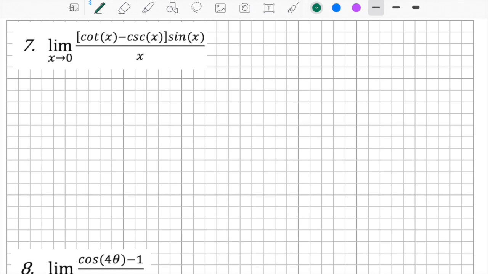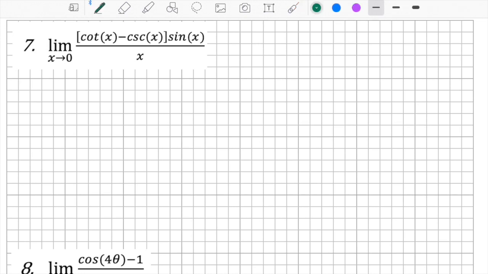Okay, so once again, let's do a different example. Now we're going to plug it in. For this one, when you try plugging it in, it's a limit as x approaches 0, so we're going to use direct substitution. We know the denominator is going to be 0, so that's going to be a problem. Sine of 0 is going to be 0. Now I have 0 over 0. That's going to be a problem. Cotangent of 0 doesn't exist. And cosecant of 0, that's also going to be a problem.